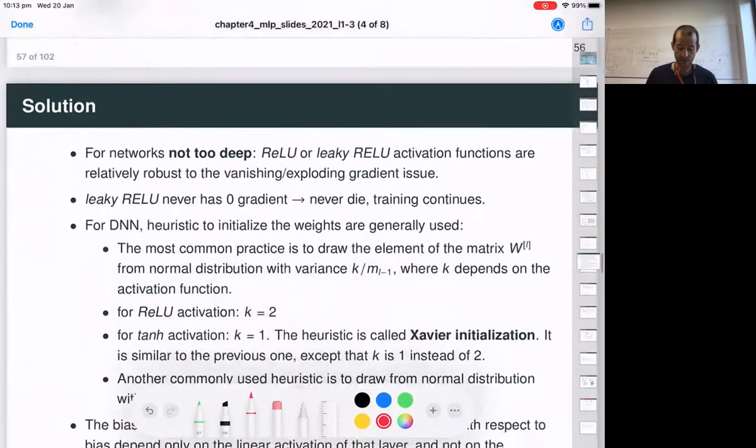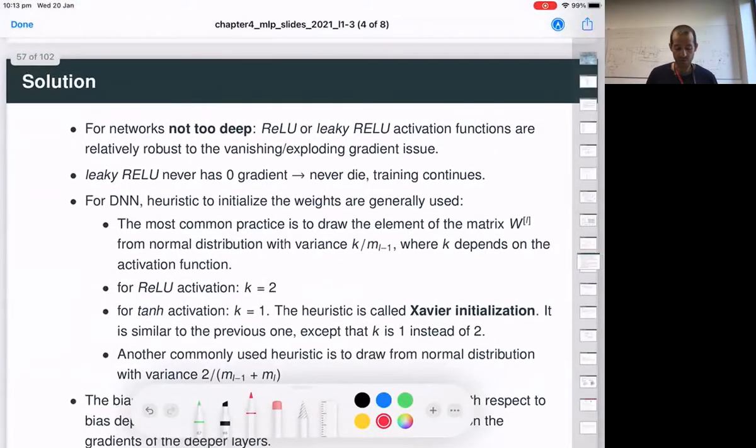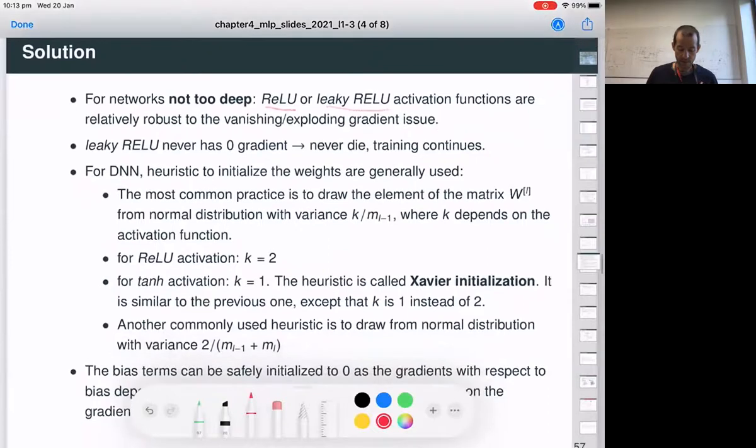So all of this is to say that for a network that is not too deep, we use the ReLU or the Leaky ReLU, which are a little bit more robust to the vanishing and exploding gradient, but it could still happen. Even with the ReLU and Leaky ReLU, you can have some trouble. The heuristic which has been used is to draw the weights from a normal distribution with this variance, which depends on K, and K depends on the kind of activation function you use. If you use the ReLU activation, K is equal to 2, and if you use the tanh, K is equal to 1. This is called the Xavier initialization.